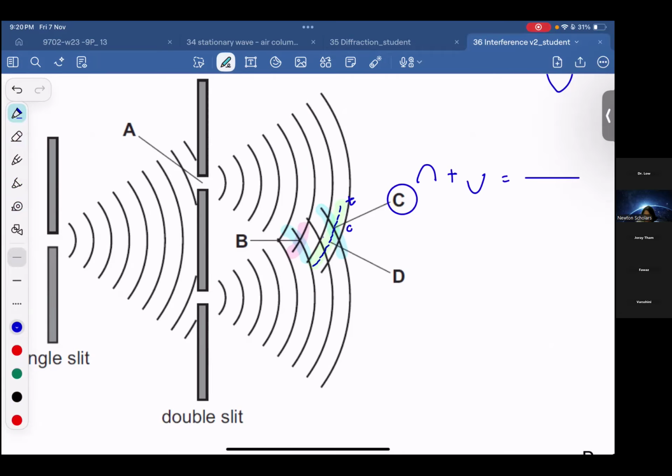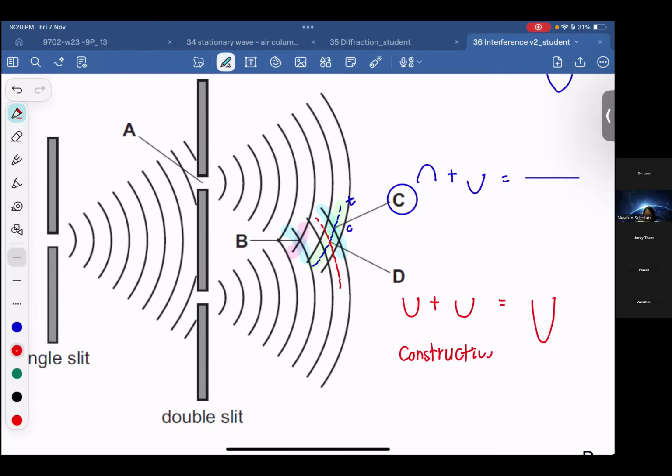How about D? D here is another wave with a crest, with a trough. So two solid lines meet each other. So trough meets trough, we get a bigger trough. So D is constructive.